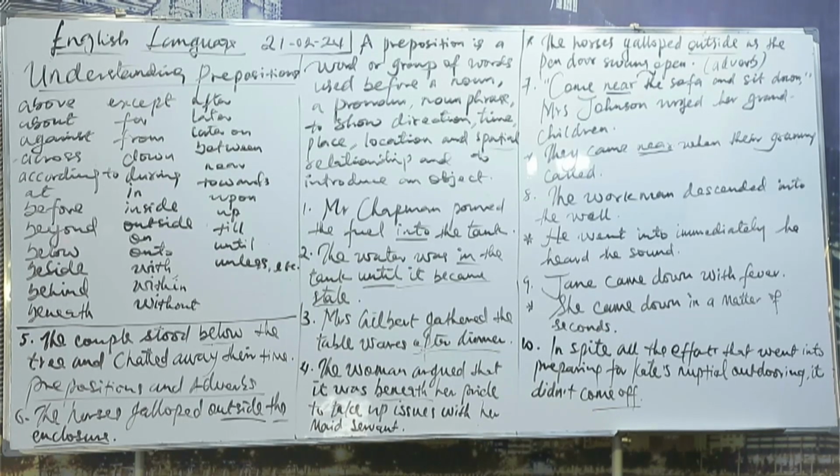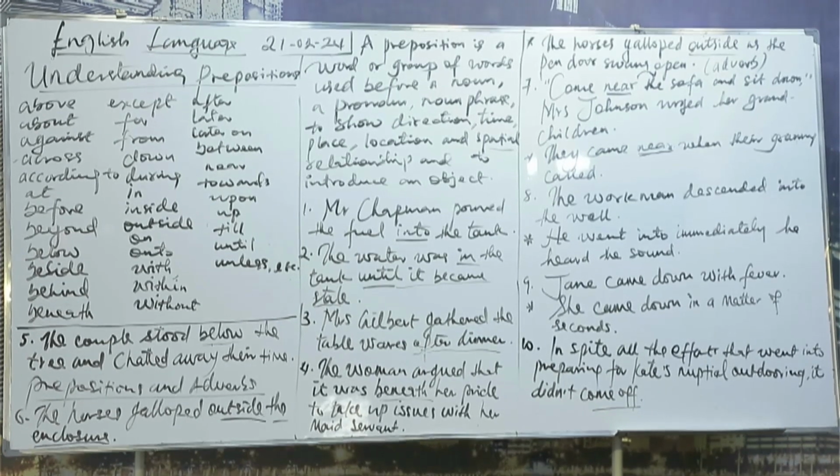You didn't hear me. All right, listen carefully. Now, we're talking about sentence 10. It says, in spite of all the efforts that went into preparing for Kate's nuptial outdooring, nuptial, N-U-P-T-I-A-L, meaning marriage. Nuptial outdooring, outdoor activities involved in getting married. Nuptial outdooring, it didn't come off. Good. It wasn't successful. It was a failure. It didn't record the success expected. So it's an idiom. It is made from a preposition.